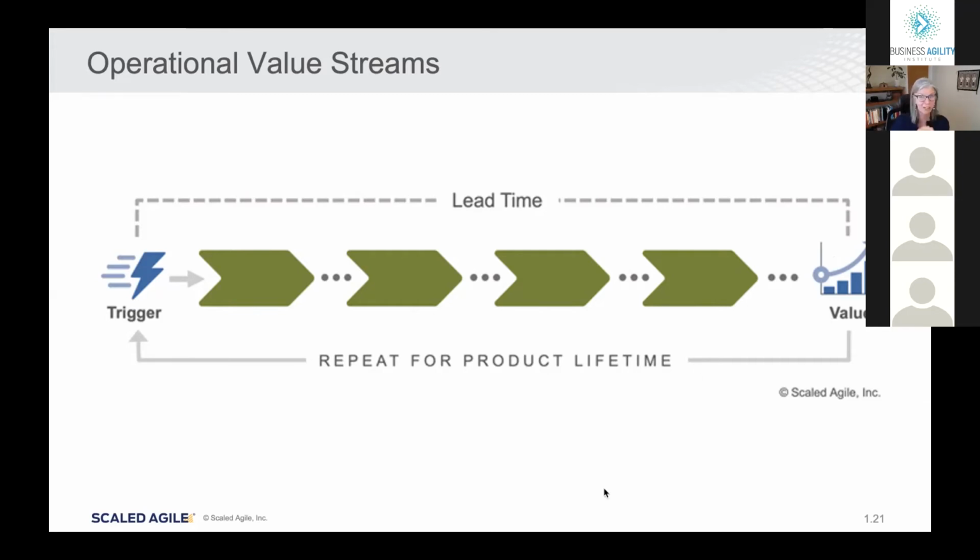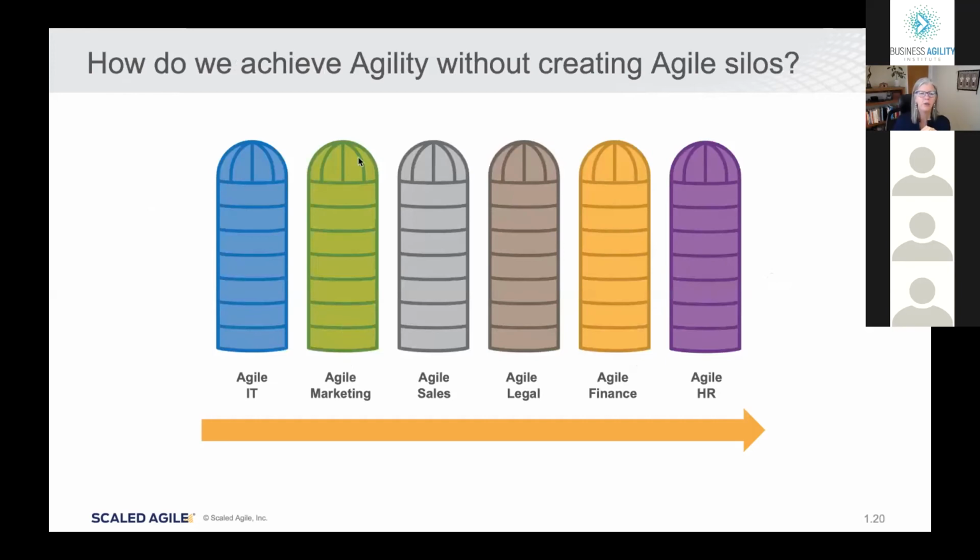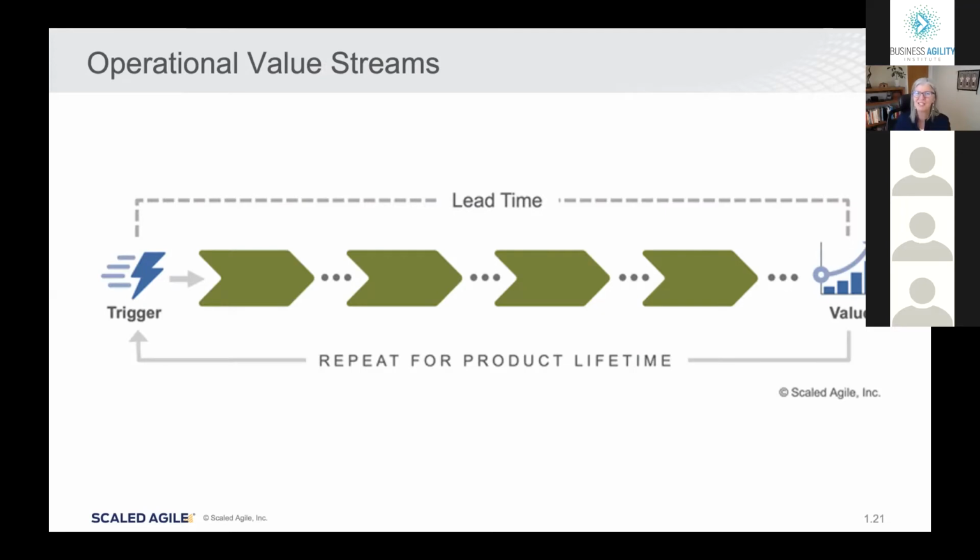Okay, so that's a very different way of thinking when you think about all the people that are involved in delivering that value in a cross-functional nature. Because the customer doesn't say, okay, marketing, you got me here. Now I want to talk to sales. Now I want to talk to legal. Now I want to talk to finance. That's not the way the customer works. The customer works this way. So we're going to try and organize ourselves in a way that the customer works.